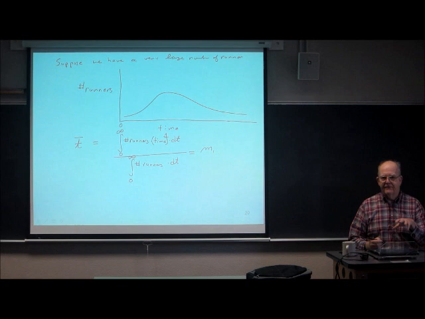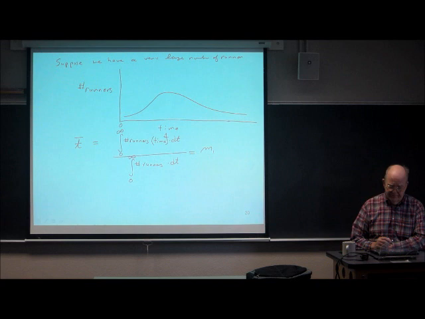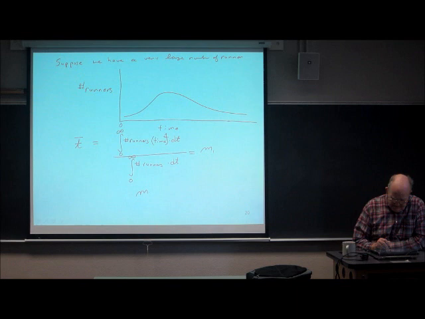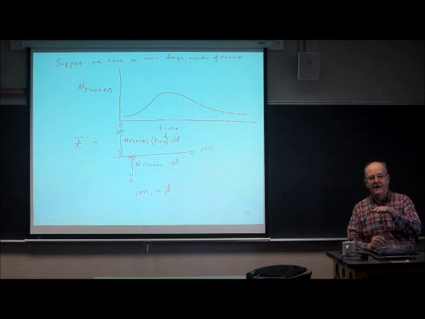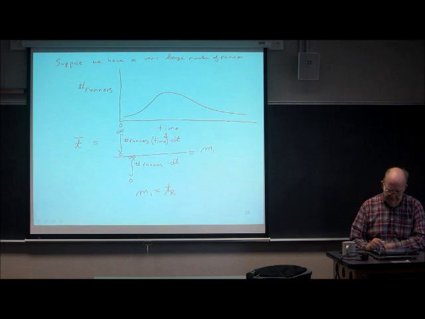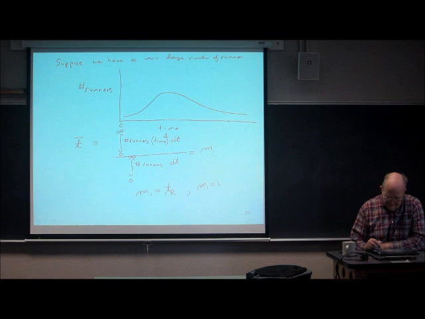Now, it turns out that for a perfectly Gaussian distribution, the first moment is, if it was the distribution versus time, the first moment would be the retention time. If it were a distribution versus volume, then the first moment would be the retention volume.